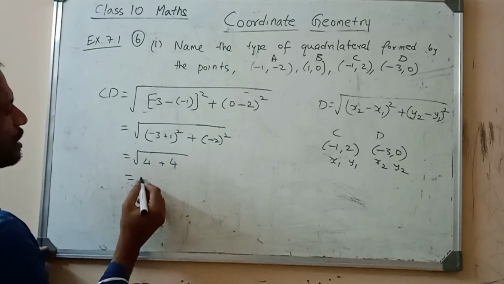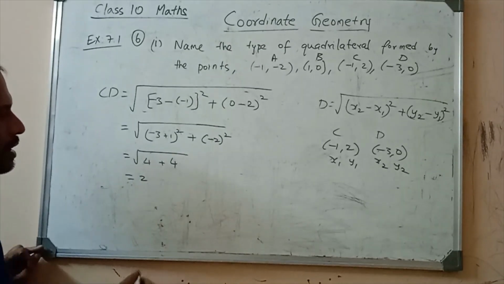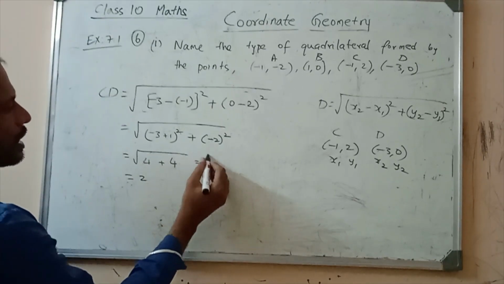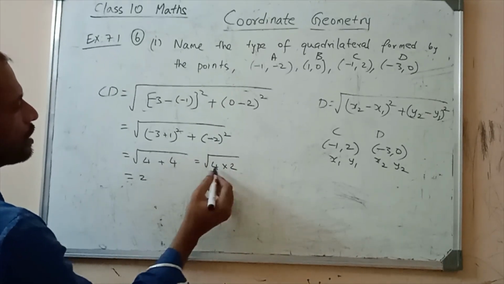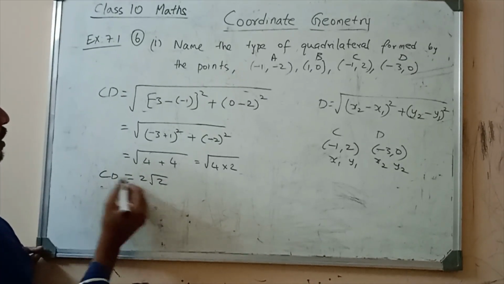So again we get a 2. What is it? Root of 4 plus 4. Already we derived 4 into 2. Root 4 becomes a 2. So 2 root 2. So CD becomes 2 root 2.